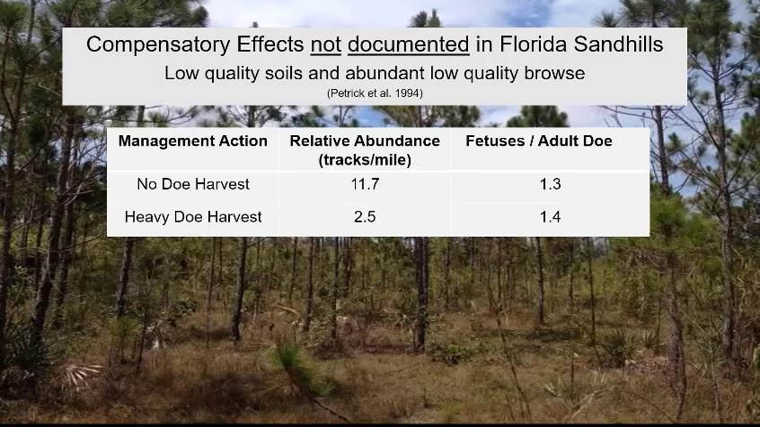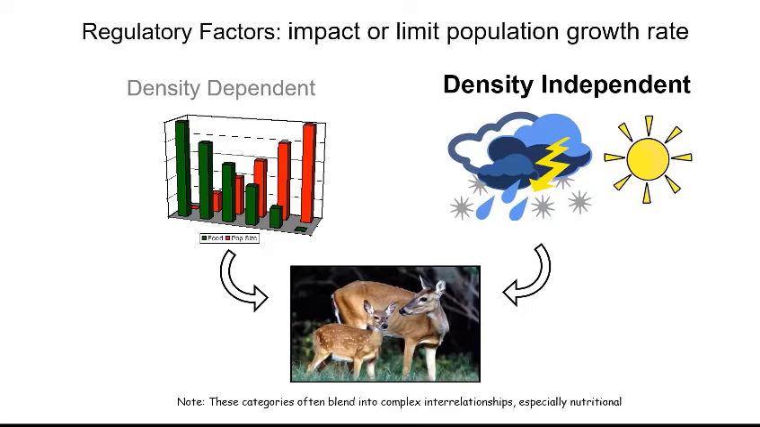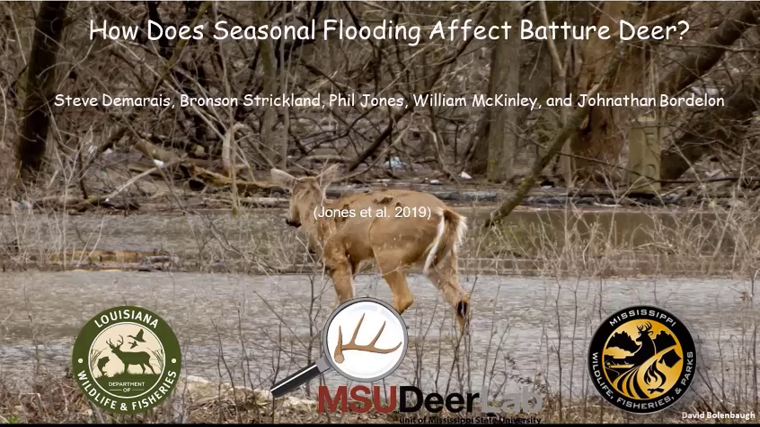We've been talking about density dependent regulatory factors. The second type of regulatory factor is density independent, and this has to do with the weather. Talk about extreme weather. We've had some in Mississippi, along the Mississippi River. We've had some serious flooding on either side of the Mississippi River.